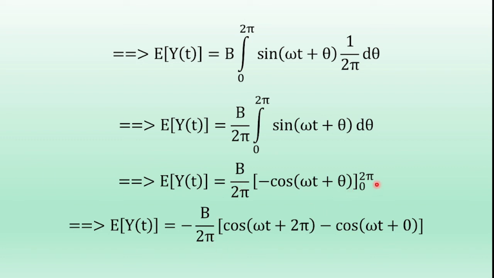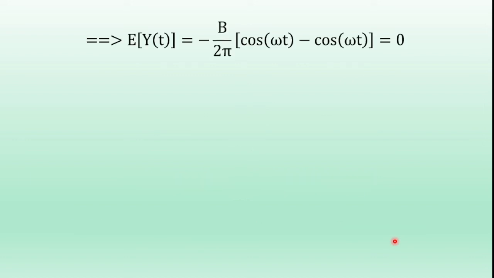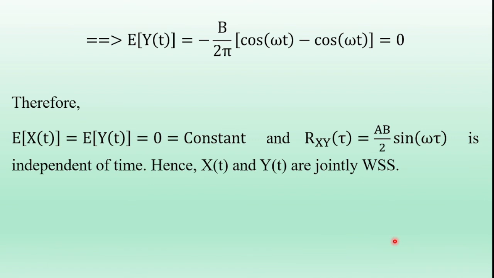Now substitute the upper and lower values of theta. We have cos of omega t plus 2 pi minus cos of omega t plus 0. Cos of 2 pi plus omega t is cos omega t, so plus cos omega t minus cos omega t is cancelled. Therefore the right-hand side term is 0, so the expectation of y of t is equal to 0. Here also the condition is satisfied. Hence the given random processes x of t and y of t are said to be jointly wide-sense stationary random processes.